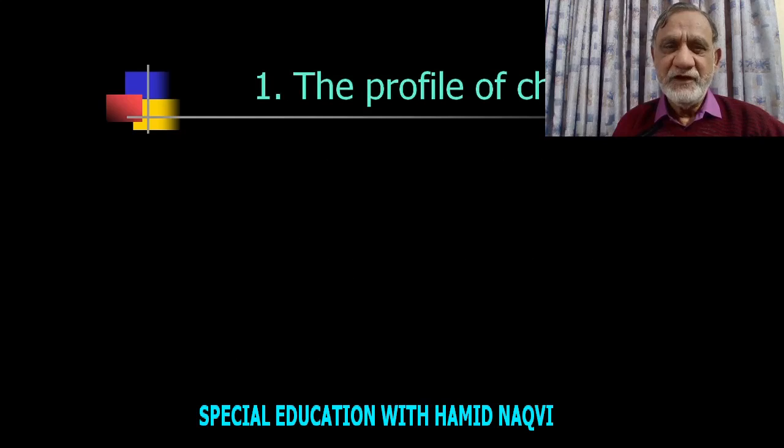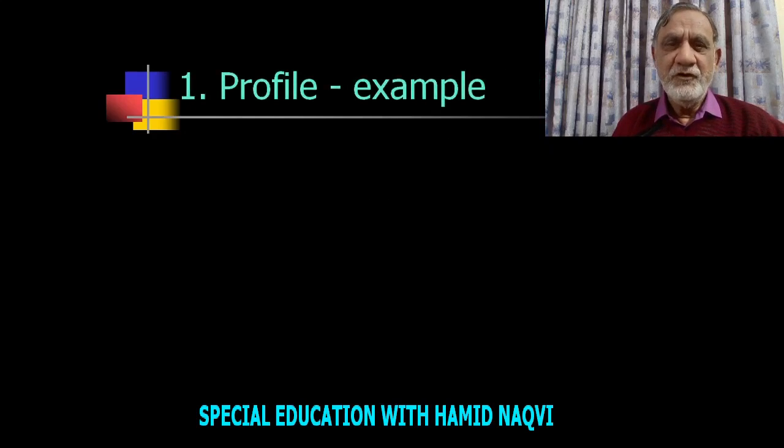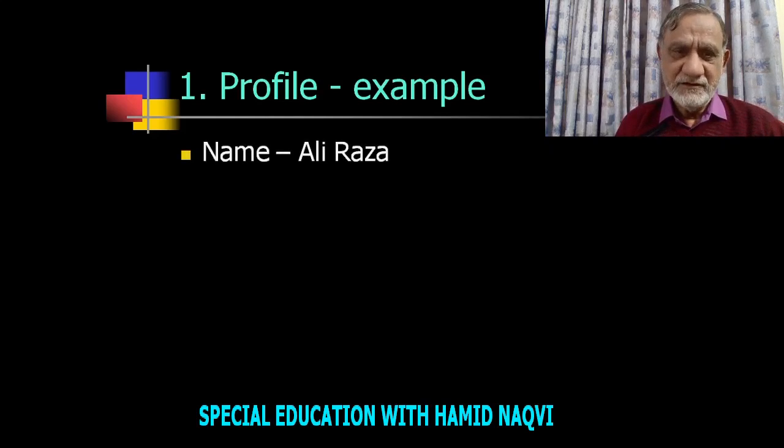The first one is the profile of the child. In this, all relevant details which are helpful about the child are mentioned in this part. Now here as an example, we have started making an IEP side by side. We'll mention one component and then we'll make a recommendation and give a concrete example so that you are absolutely clear what you are going to write. Theory and practical will go side by side.